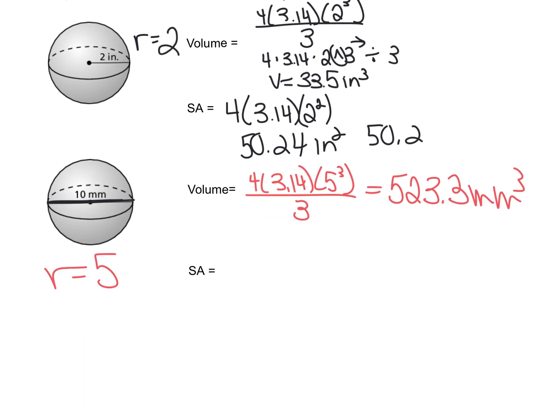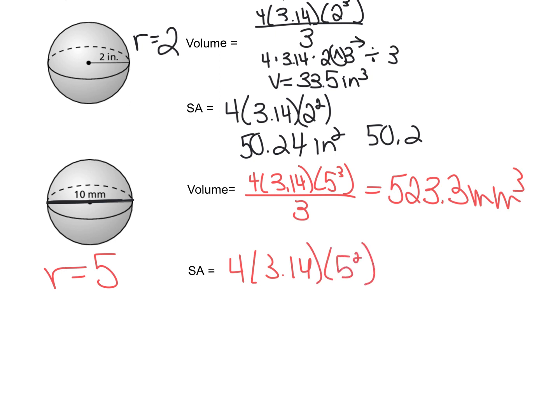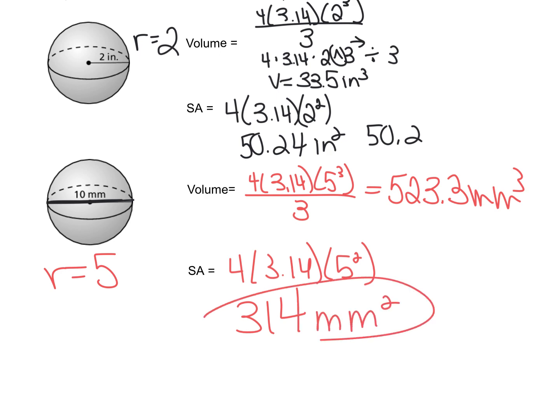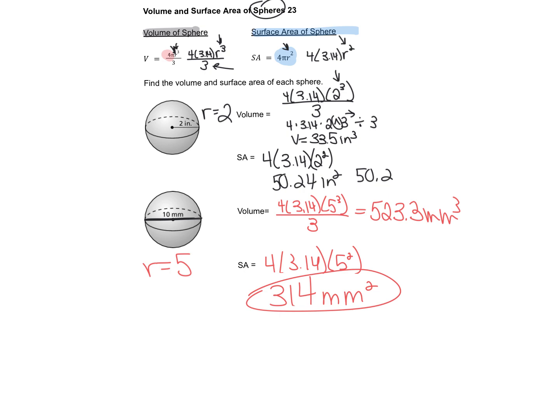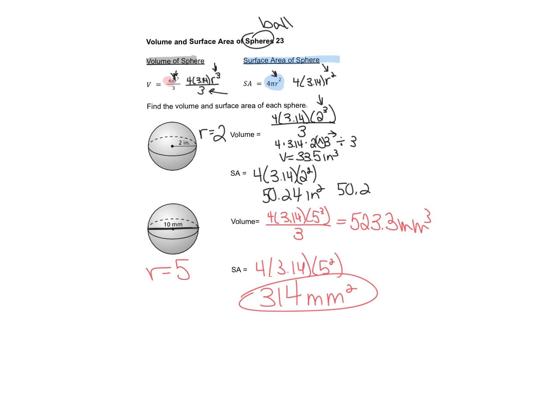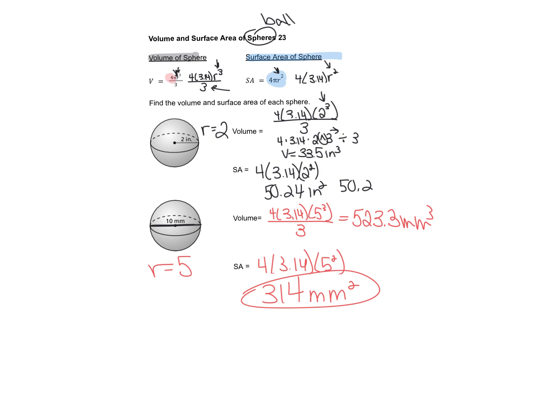And then for our surface area, 4 is part of it, pi is part of it, and our radius squared is just 5 squared. So when we multiply 4 times 3.14 times 5 squared, we should get 314 millimeters squared. Okay, so just be aware, making sure that really the only variable you need when you're talking about a sphere is the radius. So just make sure you're using the right numbers and not forgetting to cube the volume and square the surface area. Good luck.